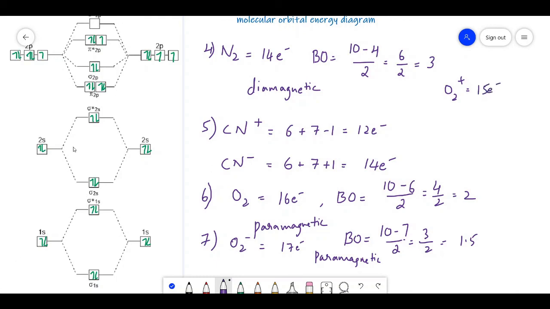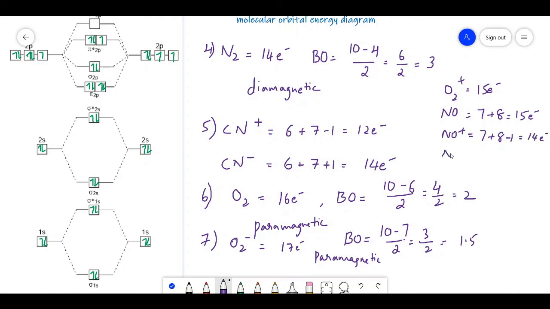So you can fill these 15 electrons here. Sometimes they will give NO. So NO means 7 and oxygen is 8, so total 15 electrons. Or sometimes they will give NO plus. So it is 7 plus 8. Whenever positive charge is there, minus 1. So it is equal to 14 electrons.